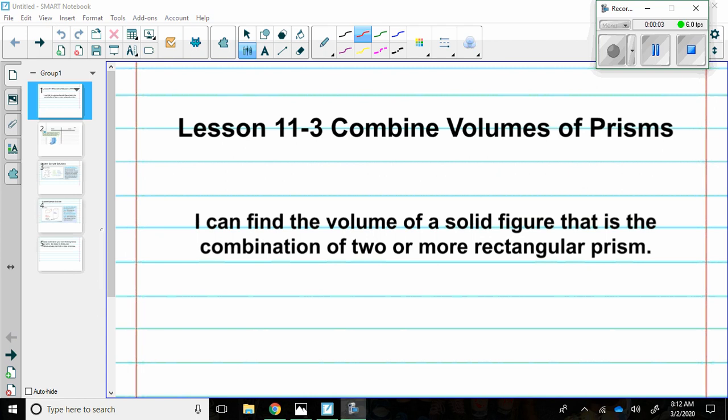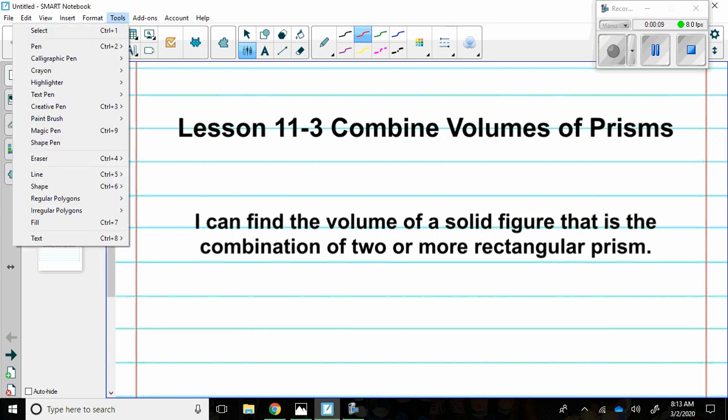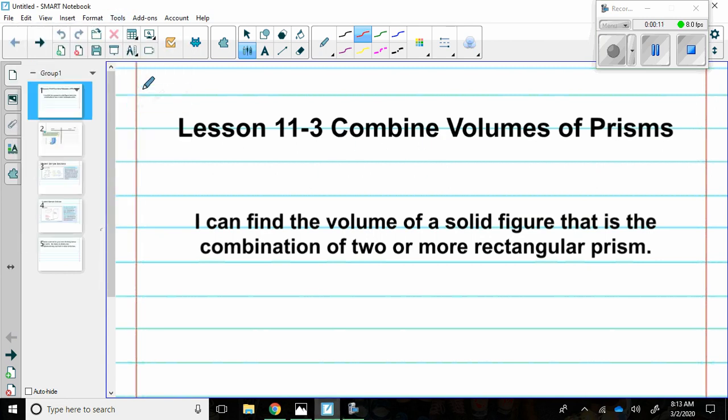Welcome to lesson 11-3, combine volumes of prisms. So we're going to be combining the volume of the prisms. You're going to be figuring out 2, 3 different volumes of a shape, and then you're going to combine them. You're going to put them together by adding the volumes of each of the shapes you have made.